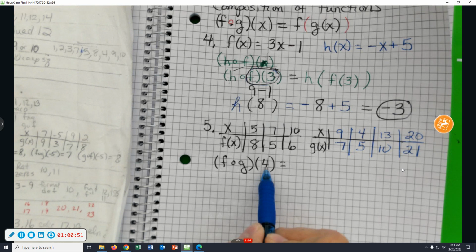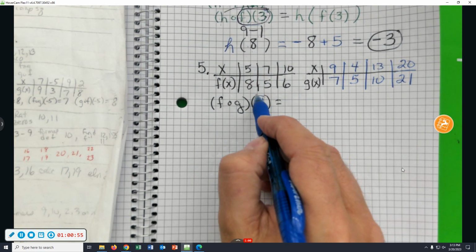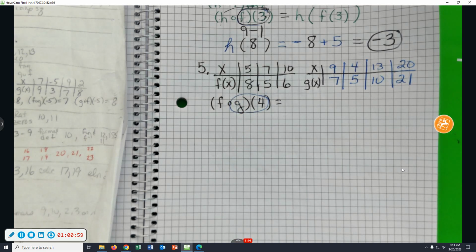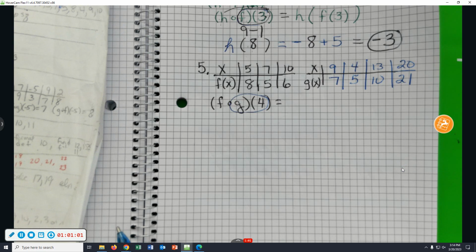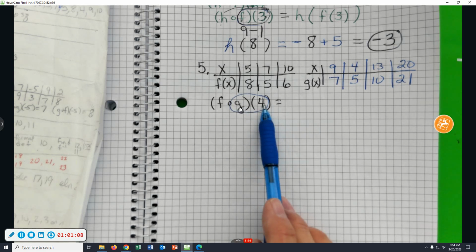Start with the 4. There's nothing to plug into; there are tables to look at. Which table are we going to use first, the F table or the G table? The G. Okay, so G of 4 is what?